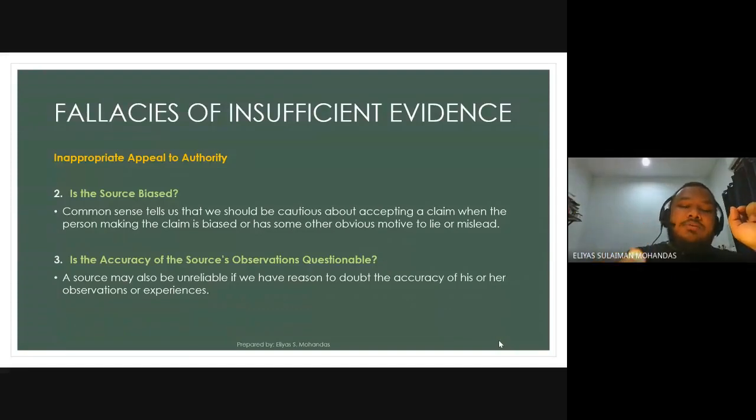The third one is: is the accuracy of the source's observations questionable? A source may also be unreliable if we have reason to doubt the accuracy of his or her observations or experiences. For example, that person can be very well versed in the area of flat earth. He's been doing research on that, this and that, so he can be an expert on that matter. But up to this point, you can still see that there is no accuracy in that area. It has been proven otherwise.